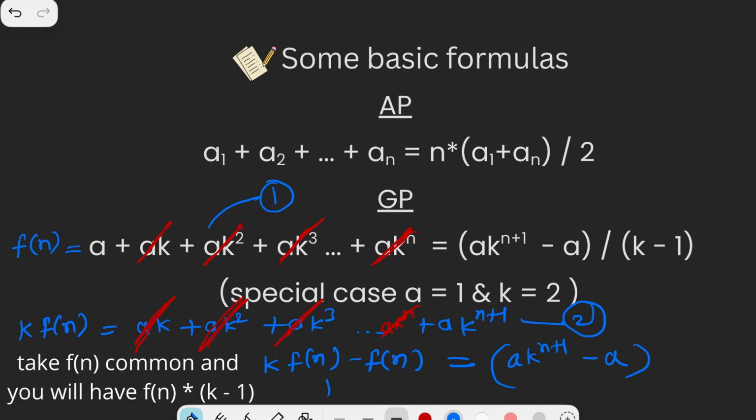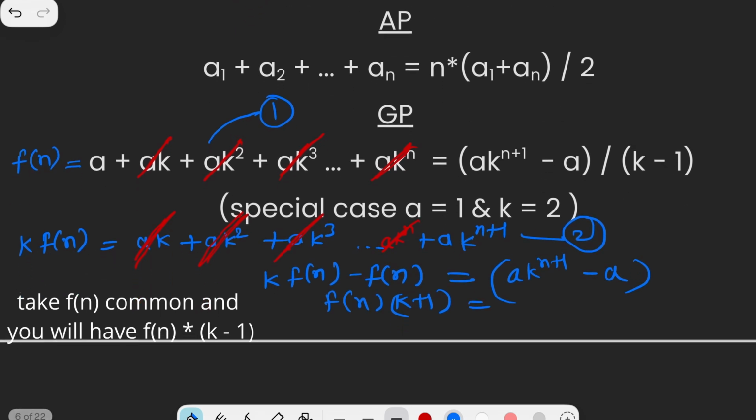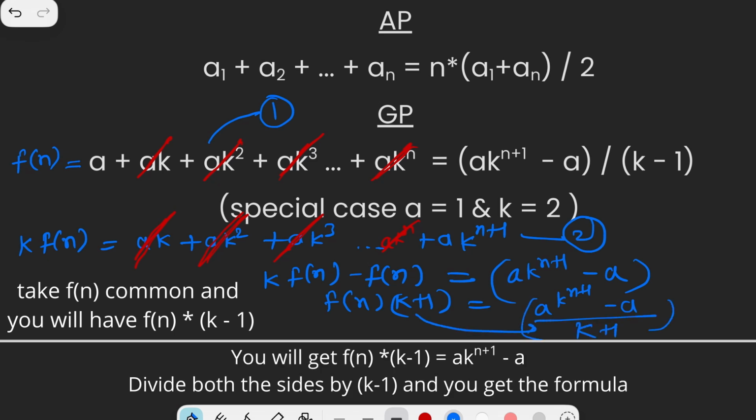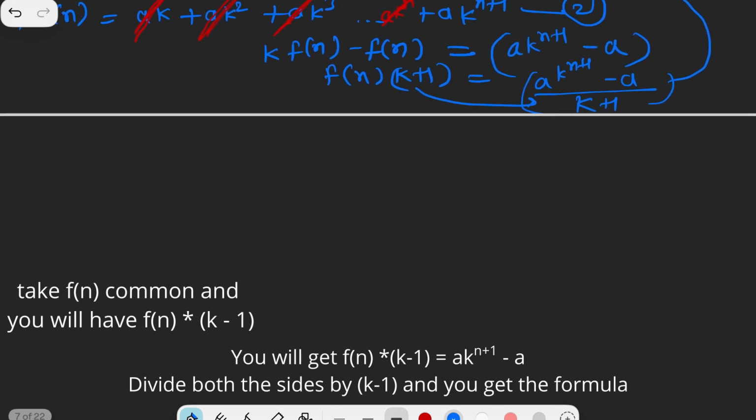You take k common, you have f of n into k plus 1 is equal to a k^(n+1) minus a. You divide by k plus 1 and you have the formula that you needed. I hope this makes sense. It's very simple.